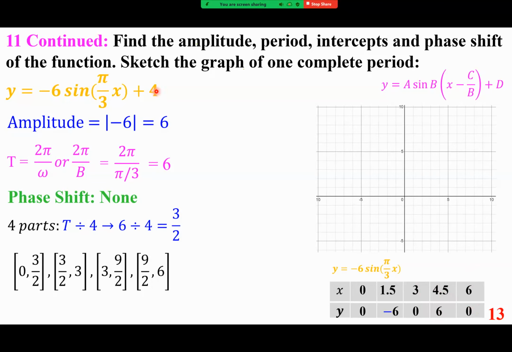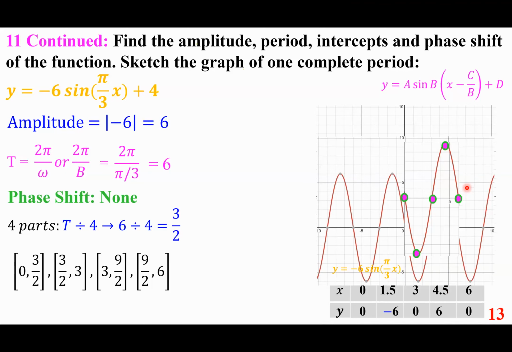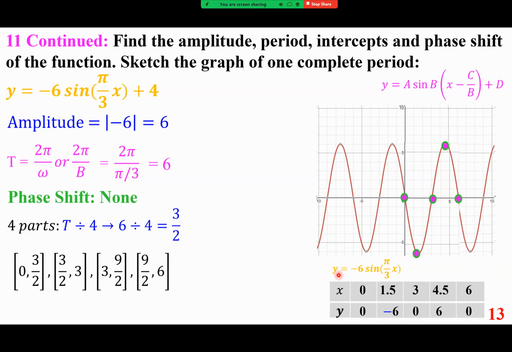We are completely ignoring that for now. We are ignoring the plus 4. And so we plot those pairs: (0, 0), (1.5, negative 6), (3, 0), (4.5, 6), (6, 0). And that's one complete cycle. Now, what do we do? This would be the graph if we didn't have this part. So that was a complete cycle, and this goes indefinitely.